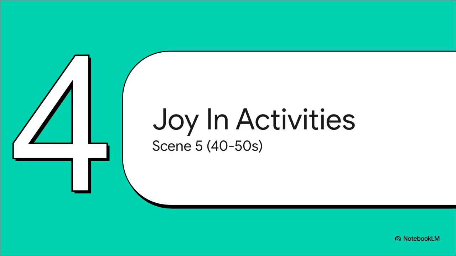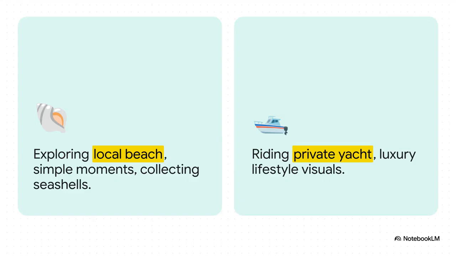Section 4. Finding joy in activities. This is where the prompt takes a really fascinating psychological shift. Our $1 traveler is exploring a local beach, enjoying simple moments, collecting seashells, taking photos. There's genuine, simple happiness there. Juxtapose that against the luxury traveler who's riding a private yacht through crystal clear water with a vibrant tropical atmosphere. The prompt focuses on luxury lifestyle visuals, but intentionally highlights that both travelers are finding joy, just in completely different ways.